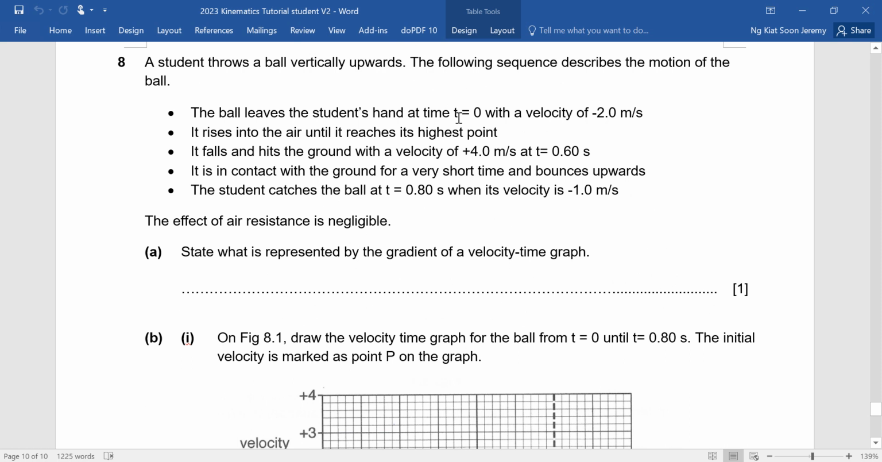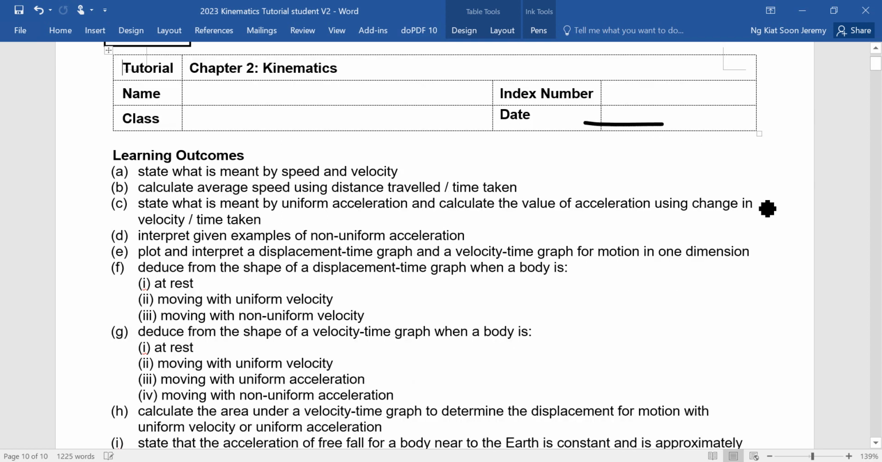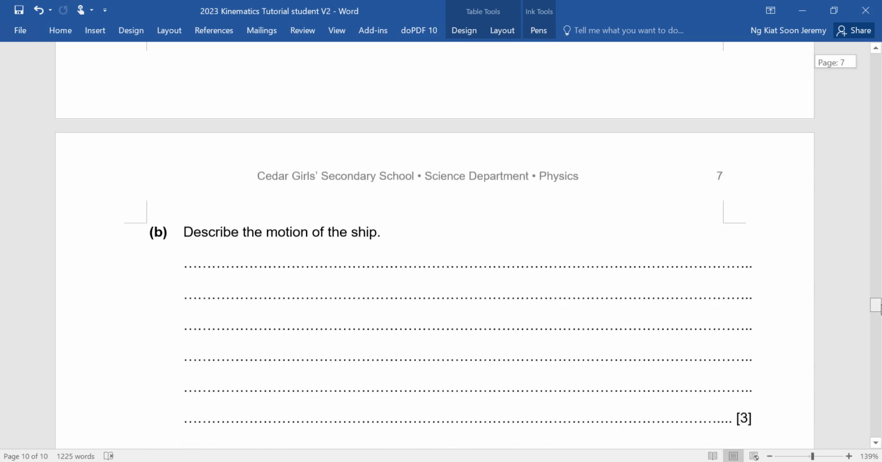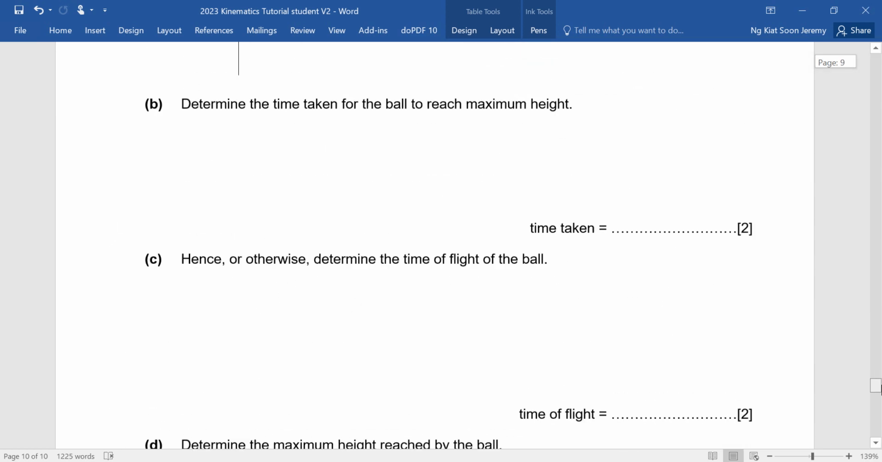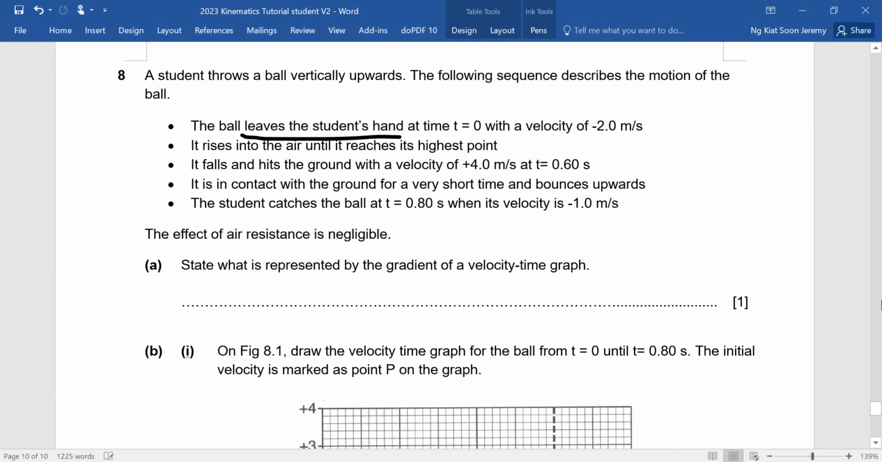Here we should try and figure out what the positive convention is. Number one, you can see that it leaves the hand at -2. And I know that this ball is going vertically outwards, so I will try to draw the ball's motion first. So the ball is here, going outwards, and I call this -2 meters per second.